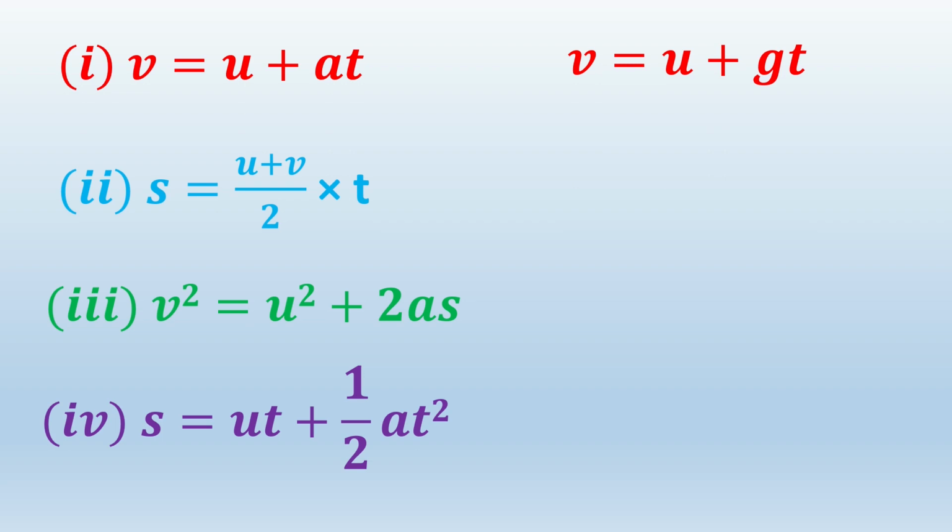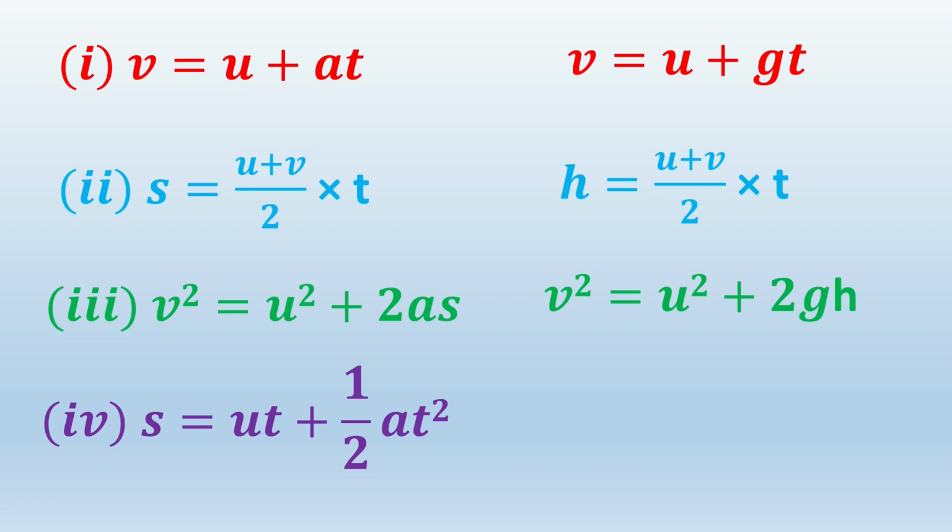In the same way, s equal to (u plus v) by 2 into t can be used as h equal to (u plus v) by 2 into t. h is the height from which the body is dropped. In the same way, v square equal to u square plus 2as can be written as v square equal to u square plus 2gh. Instead of a, we are writing acceleration due to gravity, small g, and instead of the distance traveled, the height. In the same way, s equal to ut plus half at square can be written as h equal to ut plus half gt square.